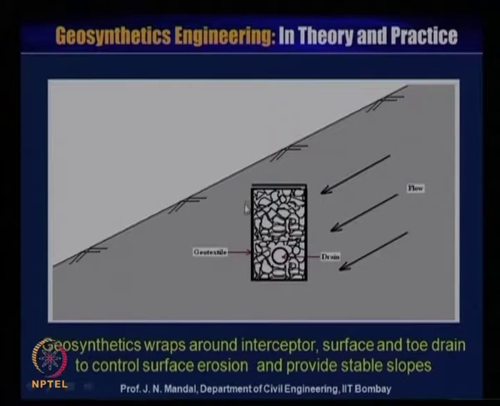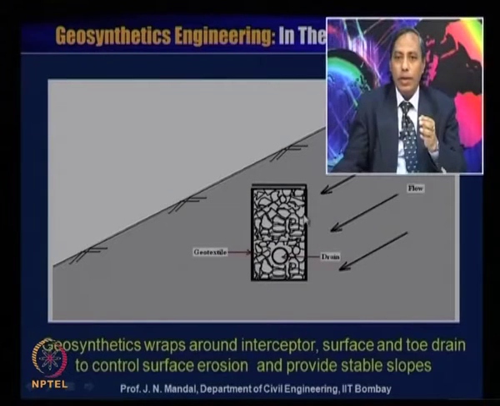Here the geosynthetic wraps around the interceptor surface and trough drain to control the surface erosion and provide a stable slope. You can see how the water can pass through this geotextile material. So here also you can control the surface erosion by providing the geosynthetic drain.